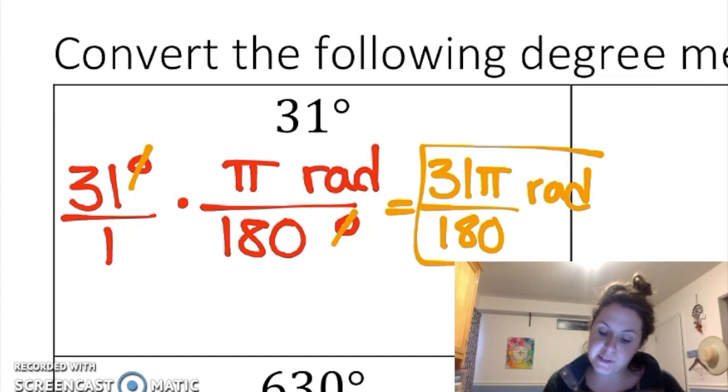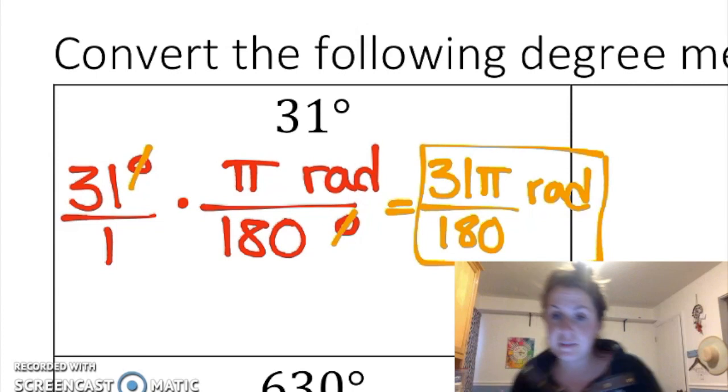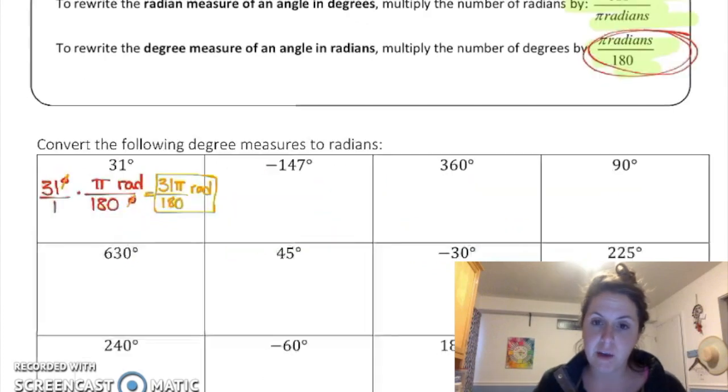Now, if that reduces, wonderful, reduce it down. If it doesn't reduce, wonderful, leave it alone. That's as far as that one can go.